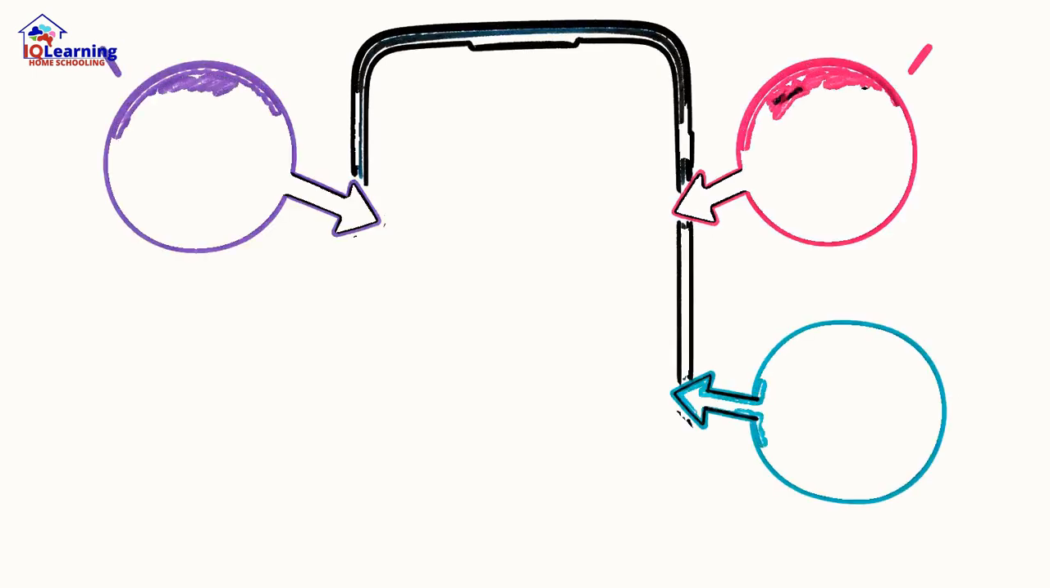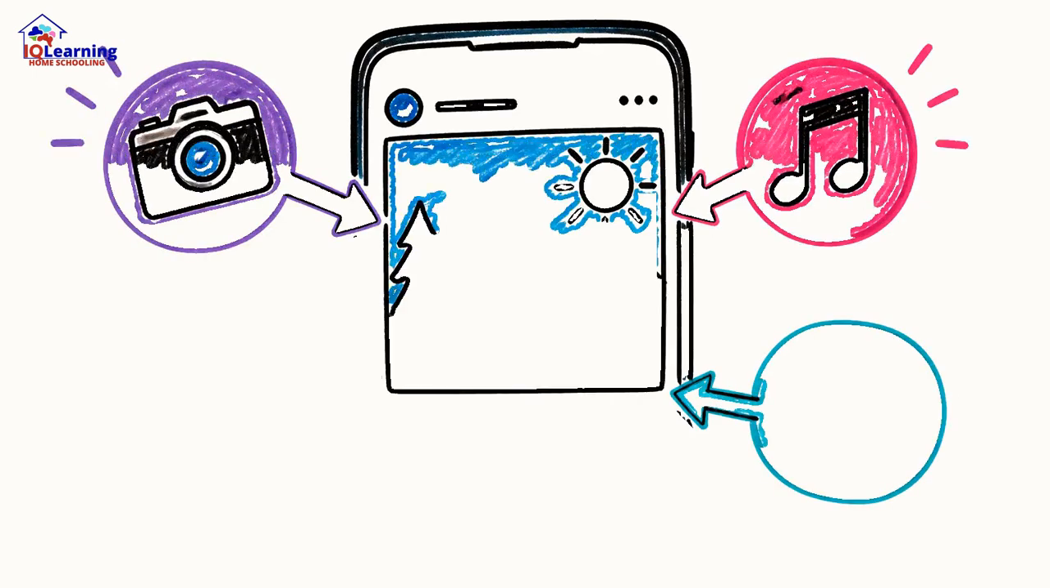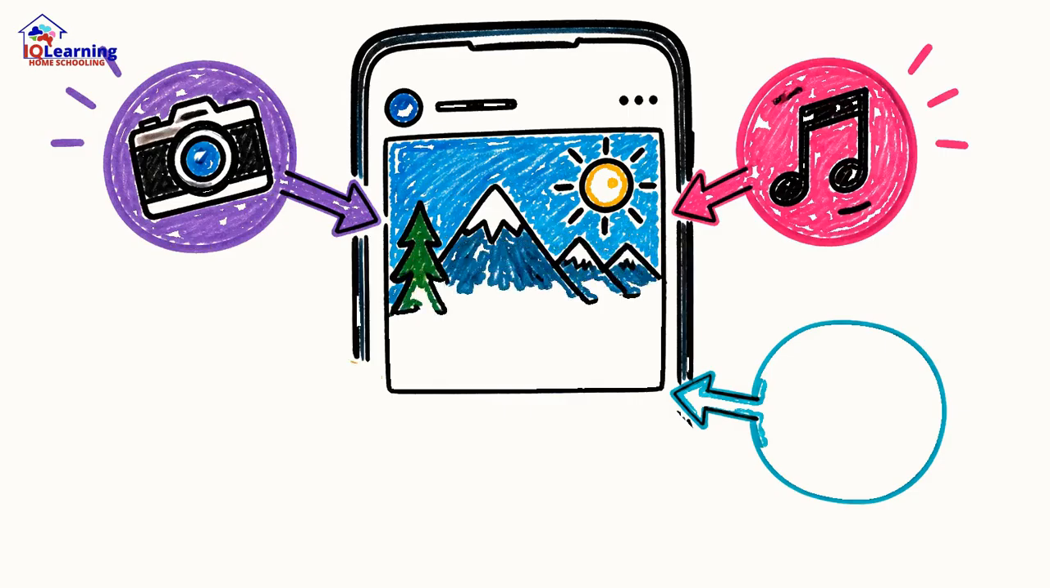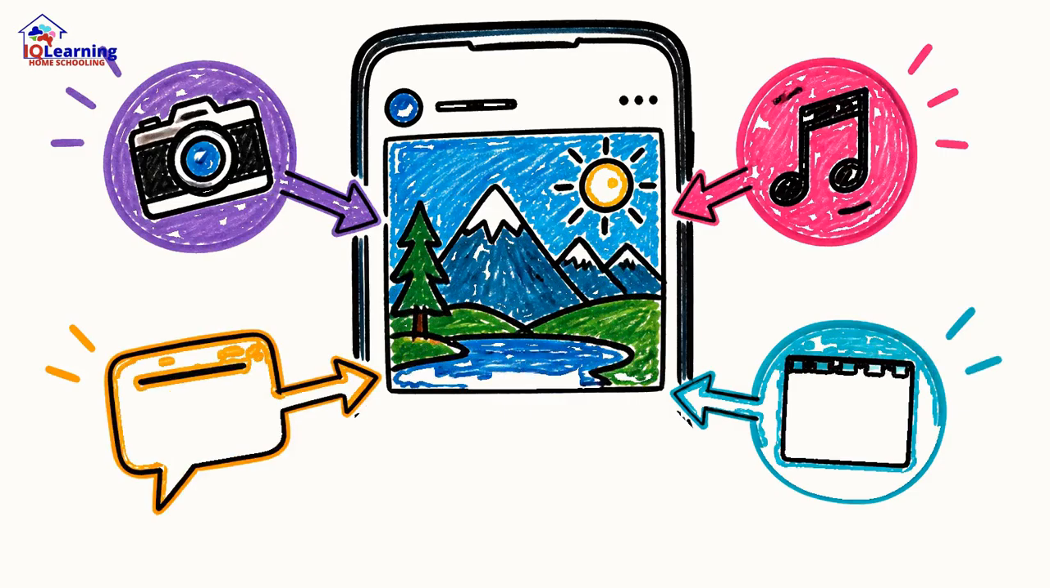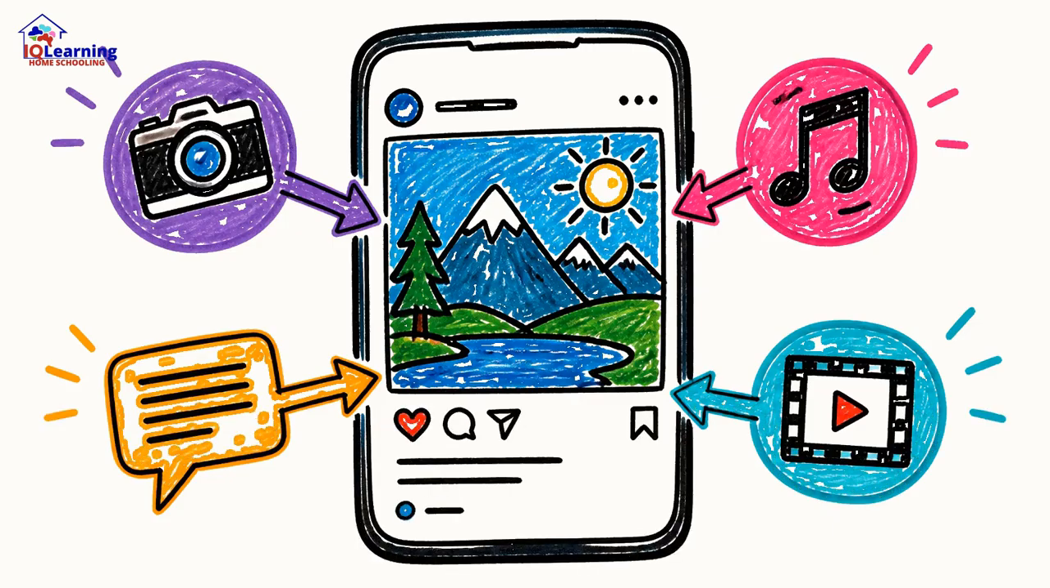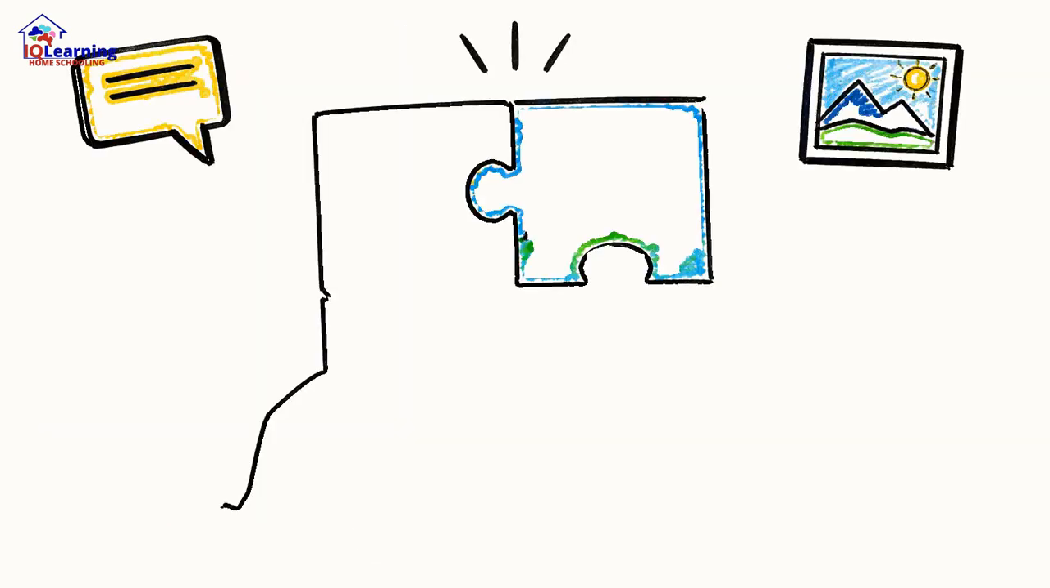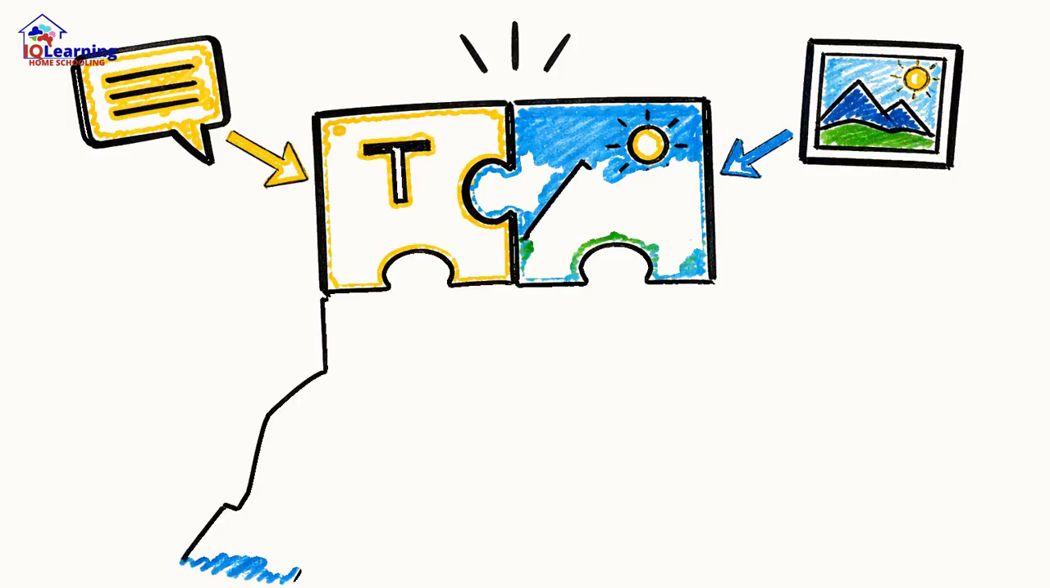Think about the last time you scrolled through your social feed. You saw an image that made you stop, read a caption that gave it context, maybe tapped on a video with music. You weren't just reading, you were experiencing a multimodal text.